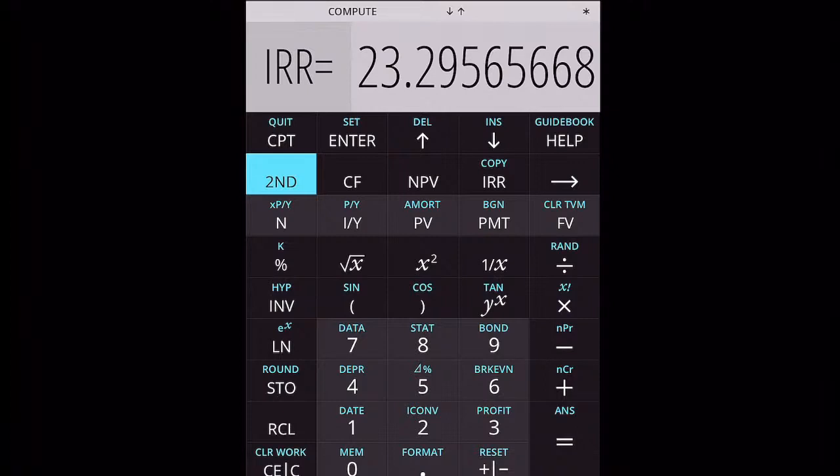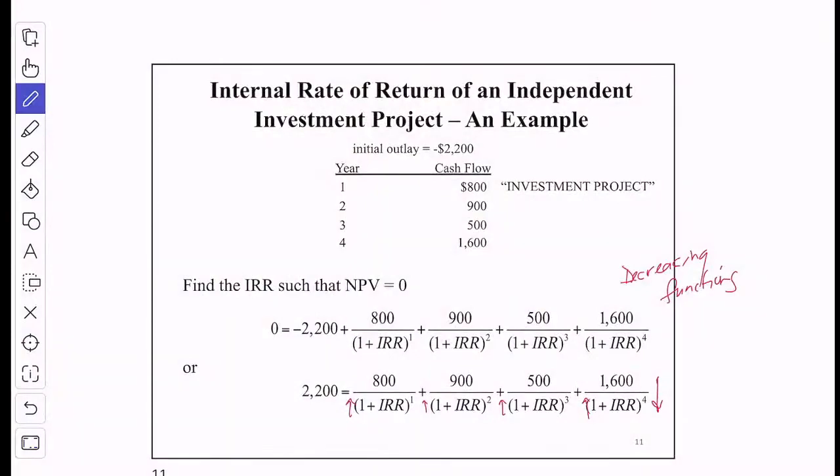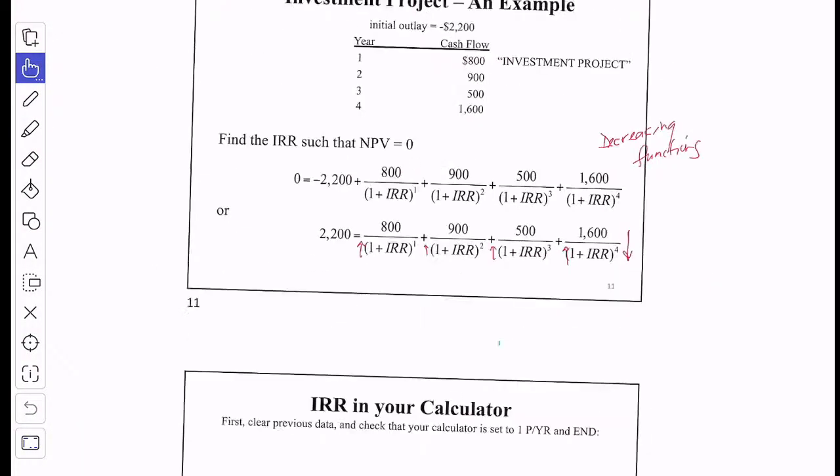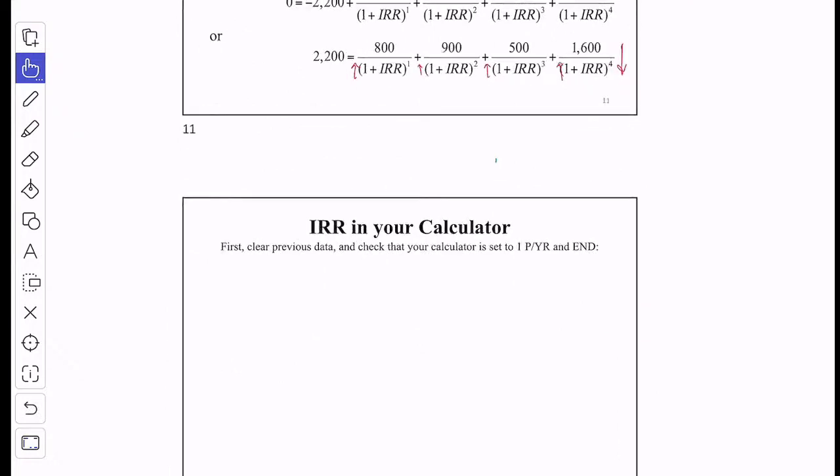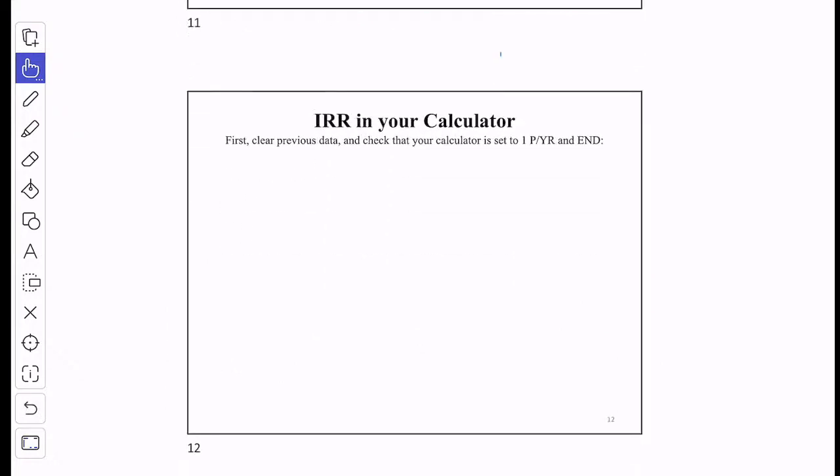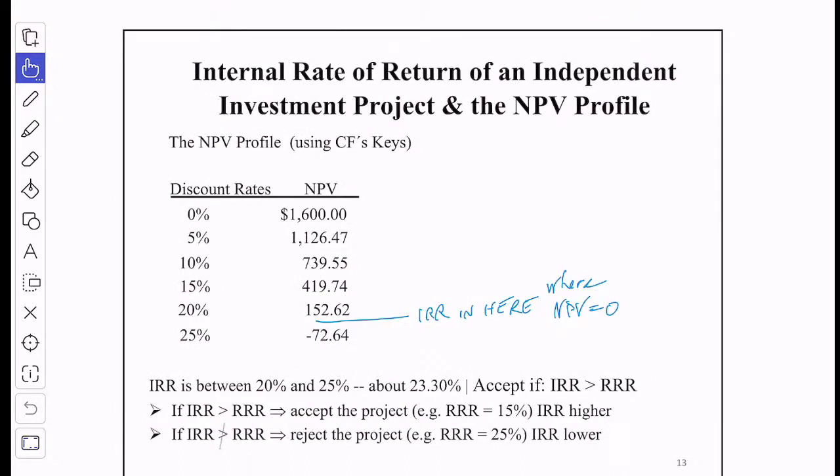So we got 23.295. We can just say 23.3. So 23.3. I put a blank page here if you want to print it and write out notes for yourself.